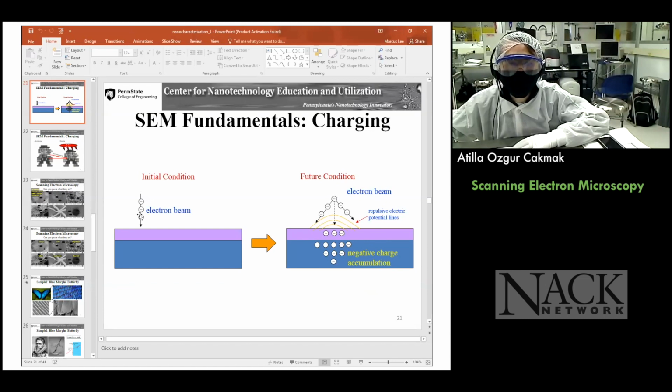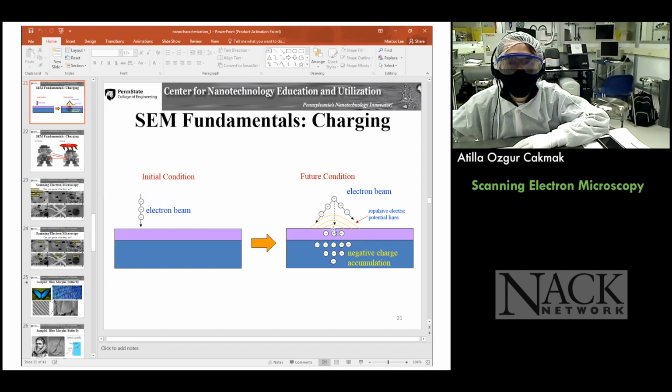So we are sending electrons now. It's not like light. So if your sample is not conductive, what's going to happen? You're going to charge your sample, and the implanted charge will repel the incoming charged particles. And these electrons will not be able to reach here. So what's going to happen?